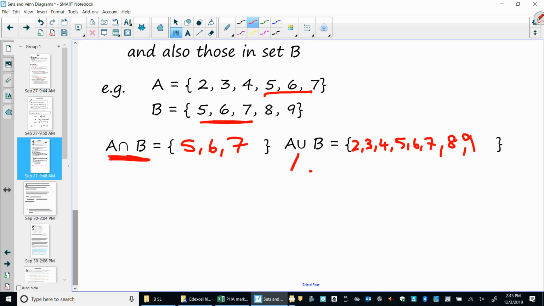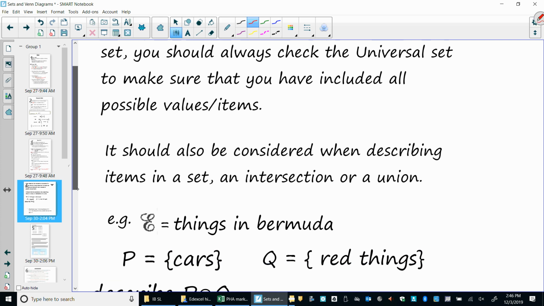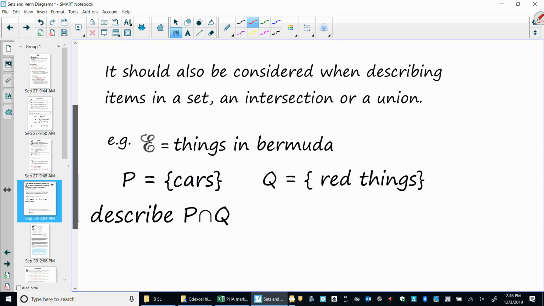I always try and remember the U means union, united, everything all together. N intersection, so it kind of looks like an N, and so it's the intersection where they meet. When asked to list members or elements for a set, you should always check the universal set, and make sure you've included all possible values.